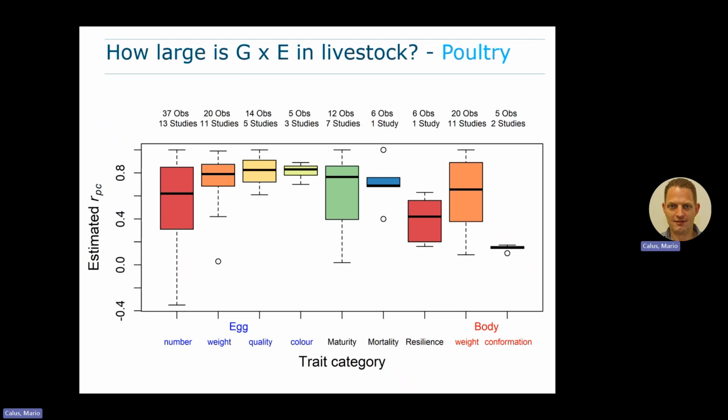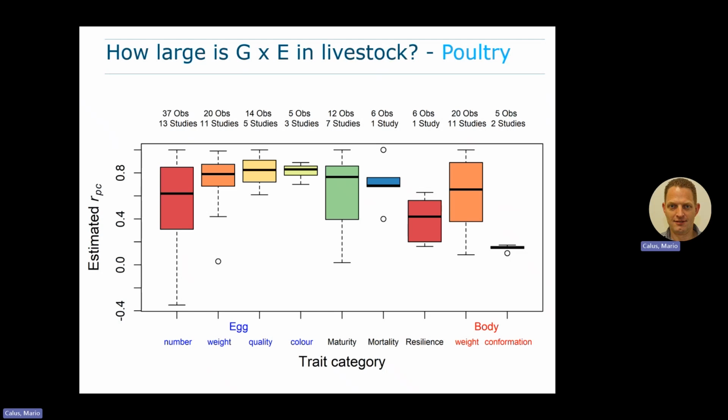And what you can see is that generally for the egg number traits, the correlation are relatively high. For the body weight, it tended to be somewhat lower. There was a very low estimate for body conformation, but there was very little information for it. And then in the middle, we see that for mortality, it was actually also not too bad.